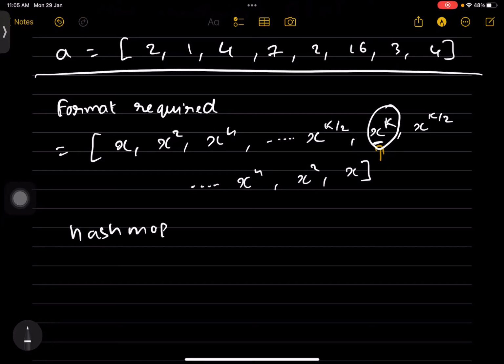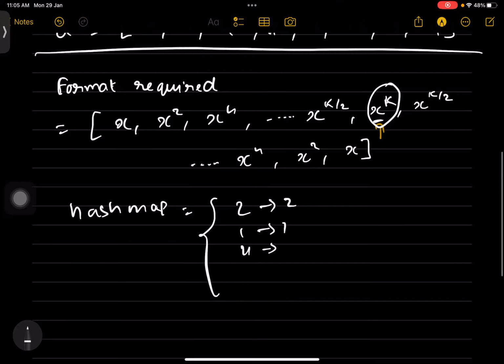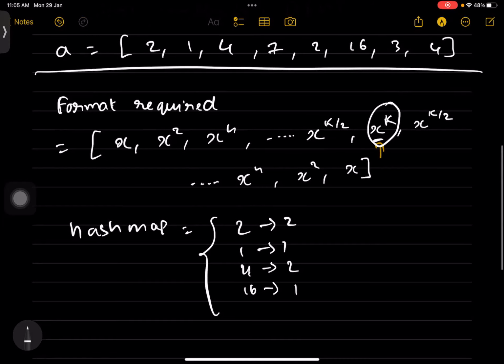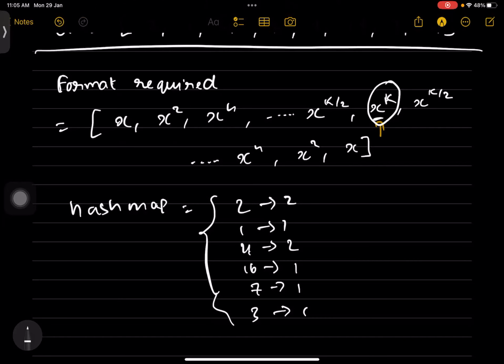You can use a hash map or any regular map as well, as long as you have the frequency values, right? So here, 2 has a frequency of 2, 1 has a frequency of 1, 4 has a frequency of 2, 16 has a frequency of 1, 7 has a frequency of 1, and 3 has a frequency of 1, right? So basically, this is the entire hash map, right?